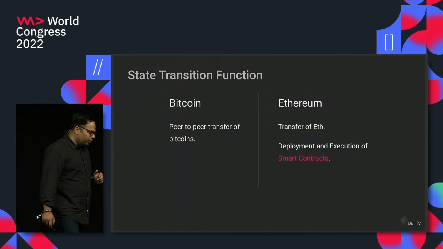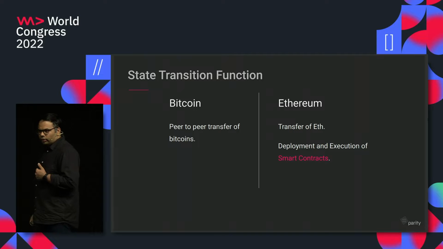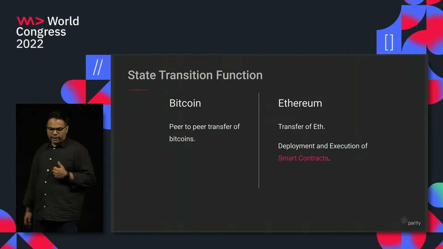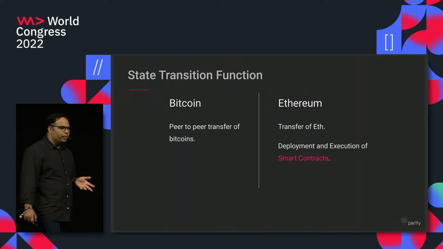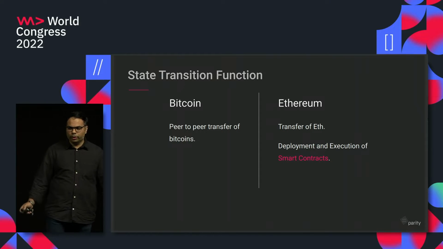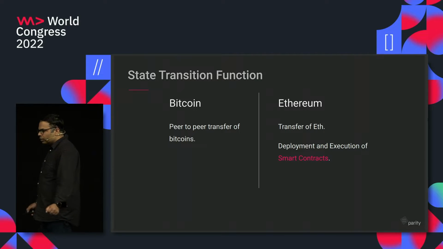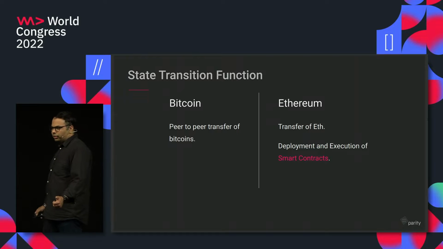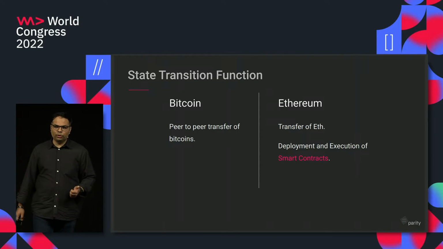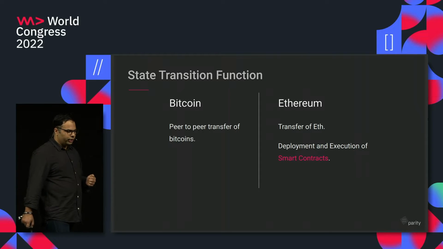Now, let's take two examples. You must have heard about these two things, Bitcoin and Ethereum, yes? What happens inside the Bitcoin state transition function? It simply allows you to do a peer-to-peer transfer of Bitcoins. That is the state transition function of the Bitcoin blockchain, nothing else. And what happens in Ethereum? It does one more thing. It also allows you to deploy smart contracts and execute them, which makes all the difference.